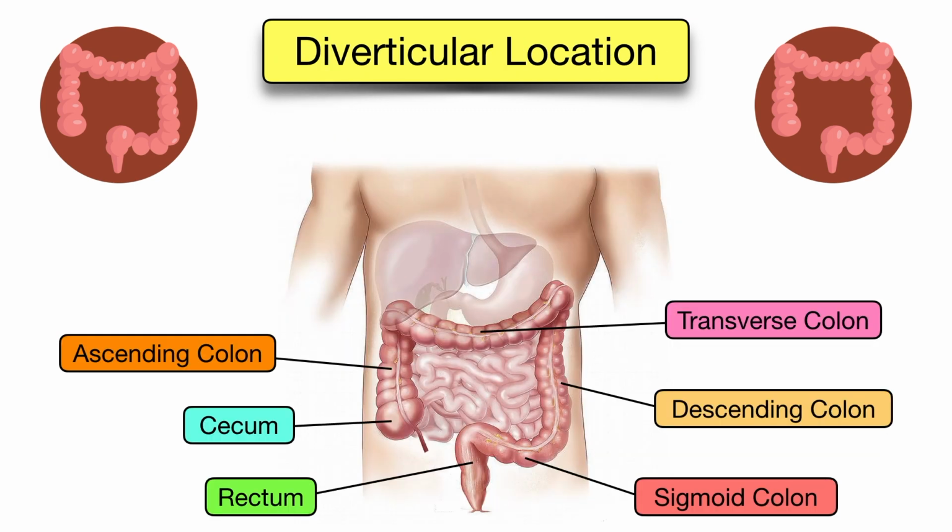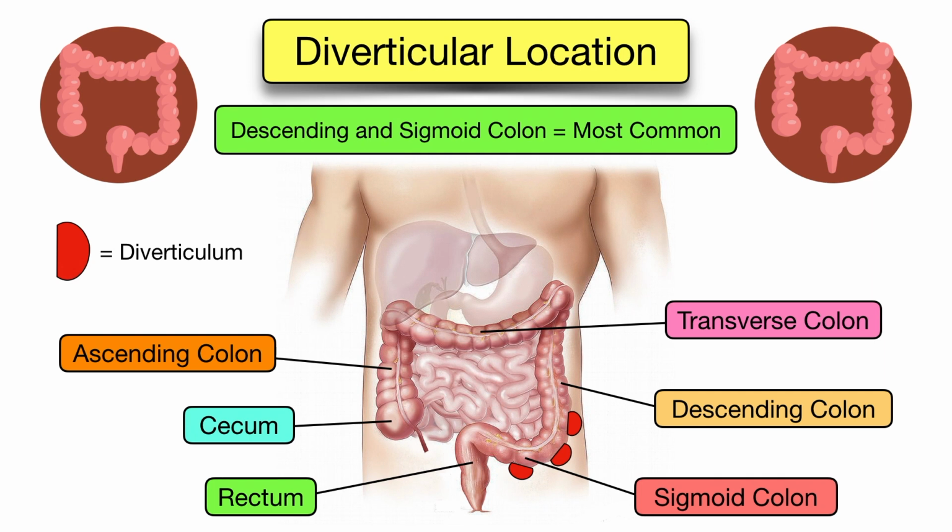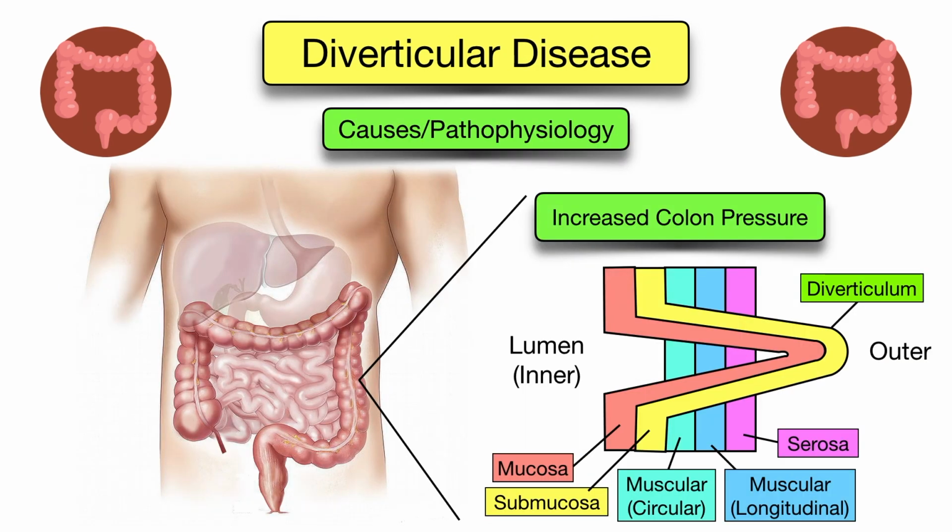Now that we have a good understanding of the colon, let's talk about diverticular disease, starting with the location. Diverticula predominantly occur in the left side of the colon, particularly the sigmoid and descending colon. Other areas may be affected as well, although this is less common. So how do diverticula form?